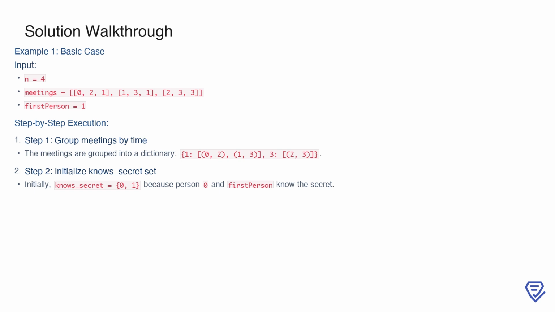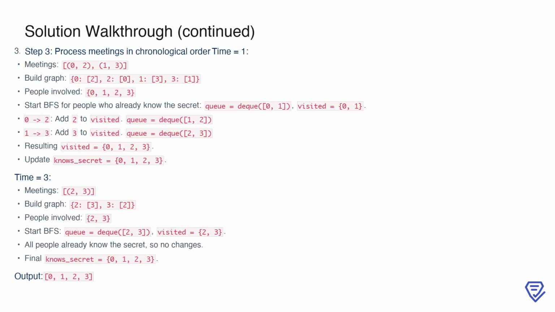Next, we initialize the NoSecret set, which keeps track of the people who currently know the secret. Initially, person 0 knows the secret, and since the first person is 1, they are also added to the set. So, at this stage, the NoSecret set contains persons 0 and 1. Now, we process the meetings in chronological order.